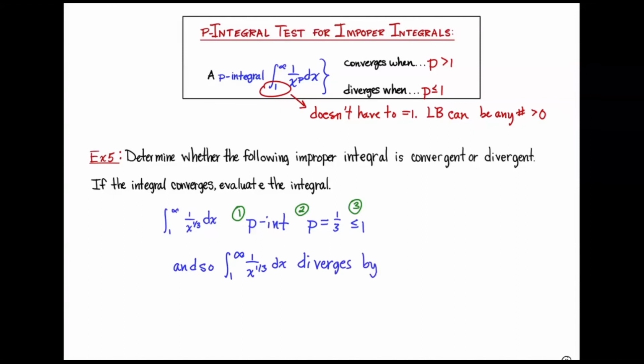And this goes back to an earlier question in lecture. Do we need to name our test? Now that we have a test, absolutely, you need to name your test. So by the p-integral test. So a full credit solution has those 3 pieces. Identify it as a p-integral, state the p-value, and then either less than or equal to 1 or greater than 1.